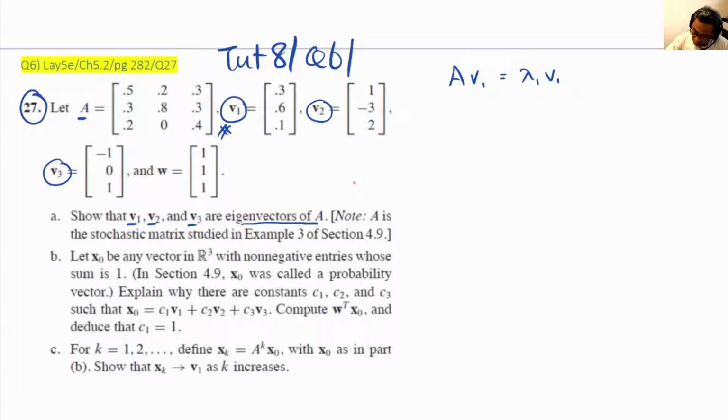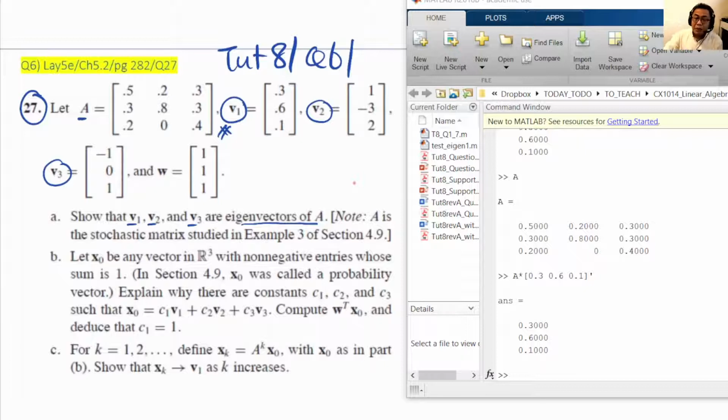Alright, so what we're going to do is A times v1, where v1 is 0.3, 0.6, and 0.1. And then I will leave it to you to do this matrix vector multiplication. I'm going to use MATLAB to do it, and here's my answer. You have to do it by brute force.